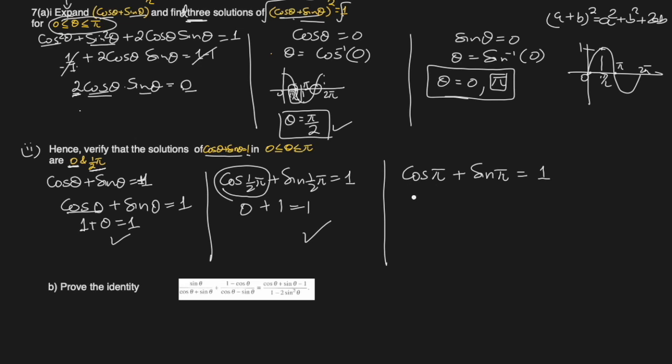So cos pi is how much? Cos pi is negative 1 here, plus sin pi is 0, we can see here, equal to 1, which is not true. So we have verified that these two are the solutions. This is not applicable for the given equation.